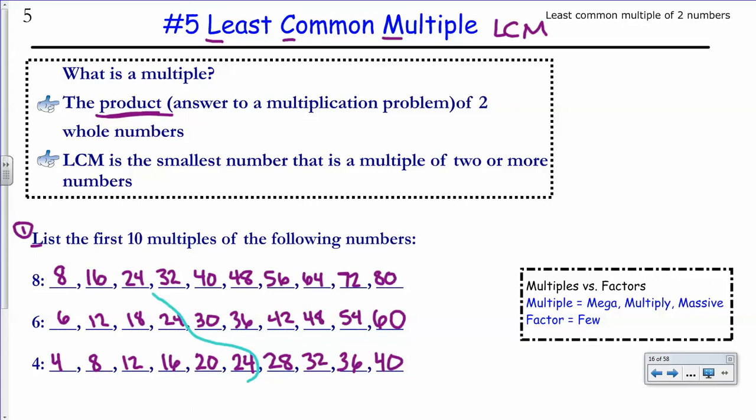So what's my least common multiple going to be? You got it. My least common multiple is 24. That's the smallest number they have in common. Do I have any more numbers that they have in common in my first 10 multiples? I don't think I do. So my least common multiple of 8, 6, and 4 is 24.